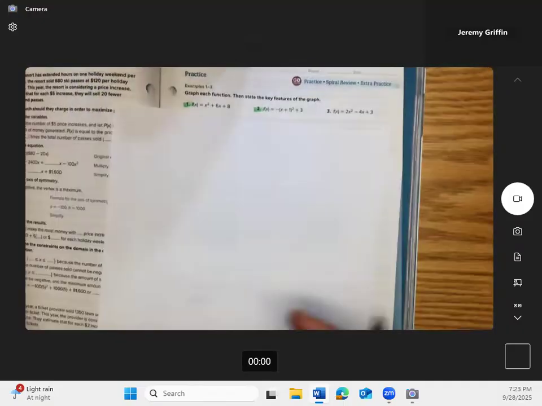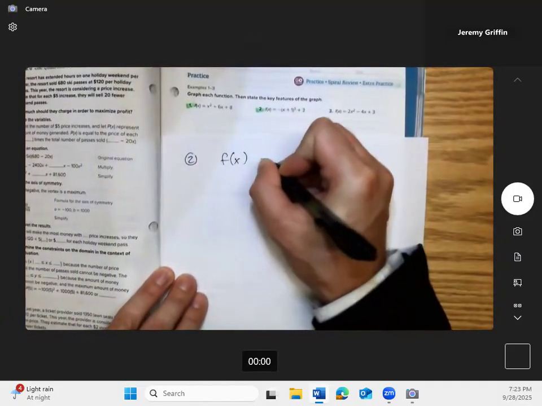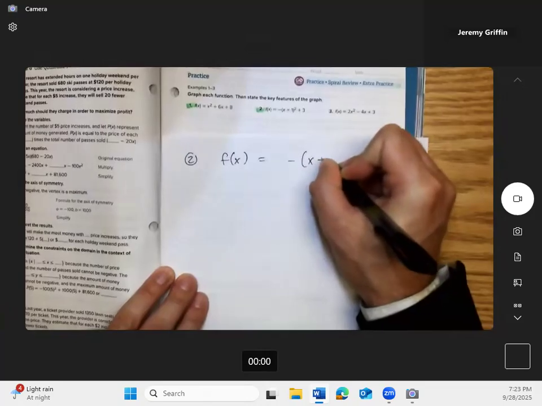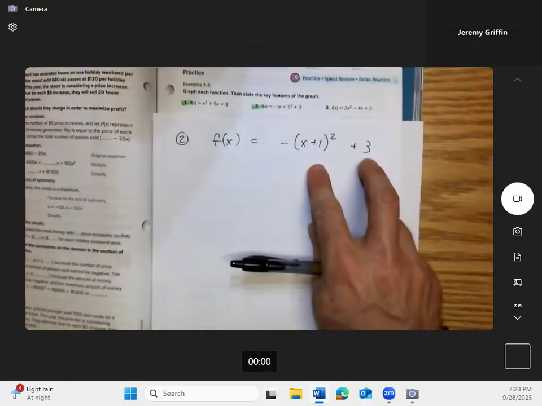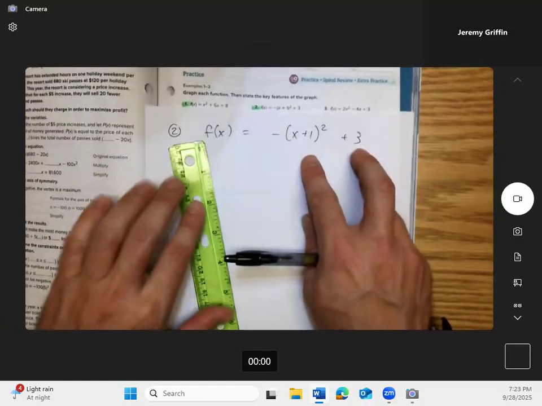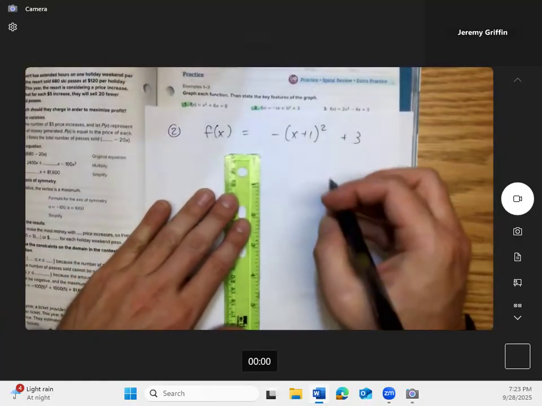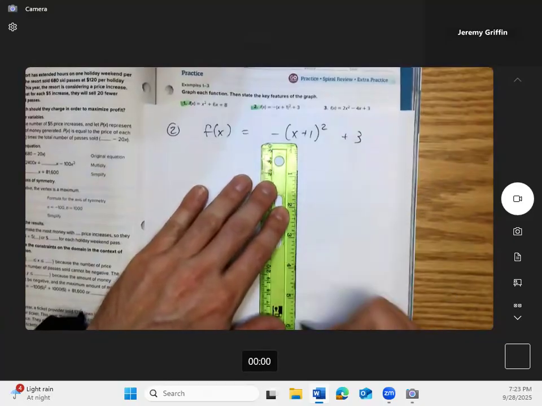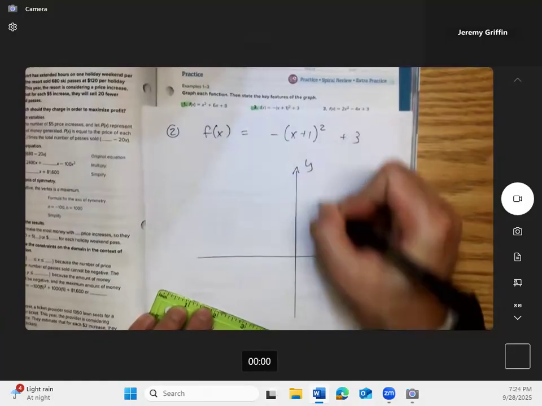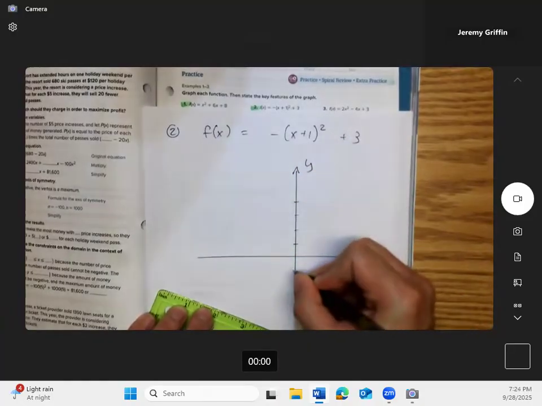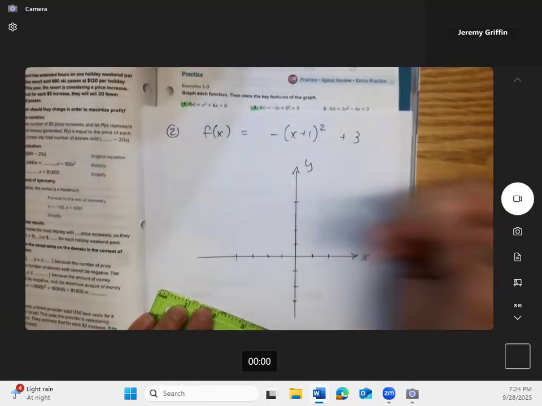All right. Next one. Number 2. We got f of x equals negative, and then x plus 1 quantity squared, and then plus 3. All right, now that's in vertex form. So I can very quickly pick out the vertex at -1, comma, +3. So -1, 3. So maybe something like this. X, y. Maybe that should do it.